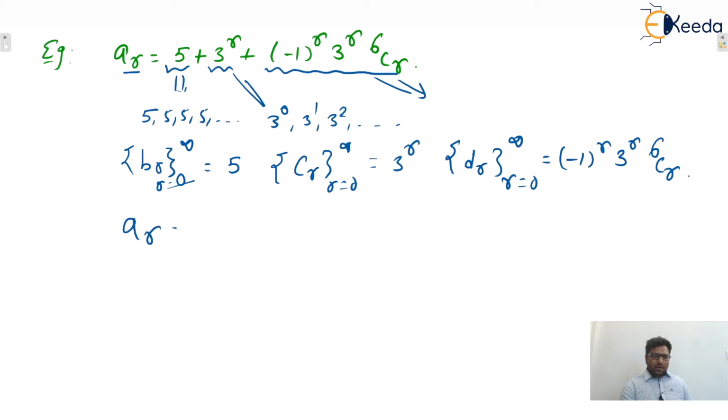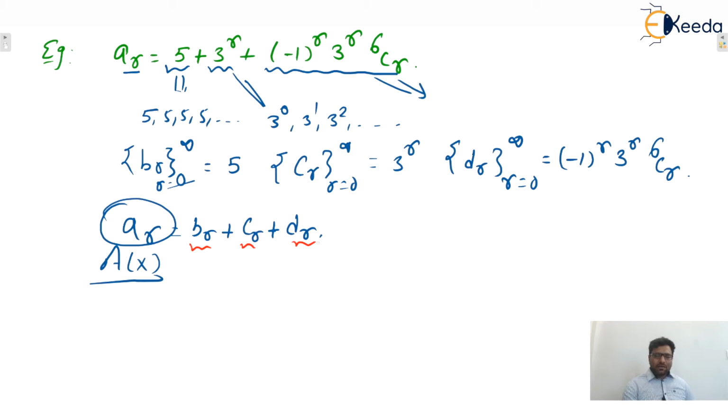Now what is AR? AR is BR plus CR plus DR. Yes or no? Now the question is, what is the generating function corresponding to the given AR? Remember guys, if these sequences are added, then yes, we can say that the generating functions will also be added. That will be the final answer.